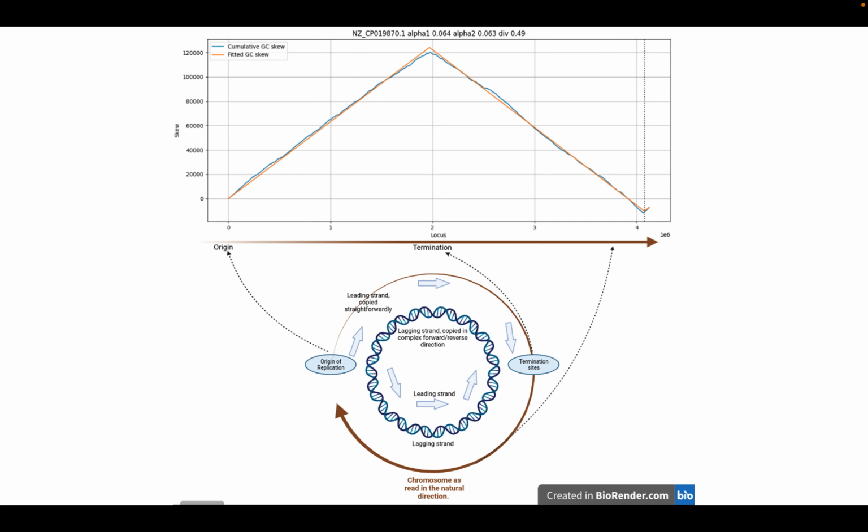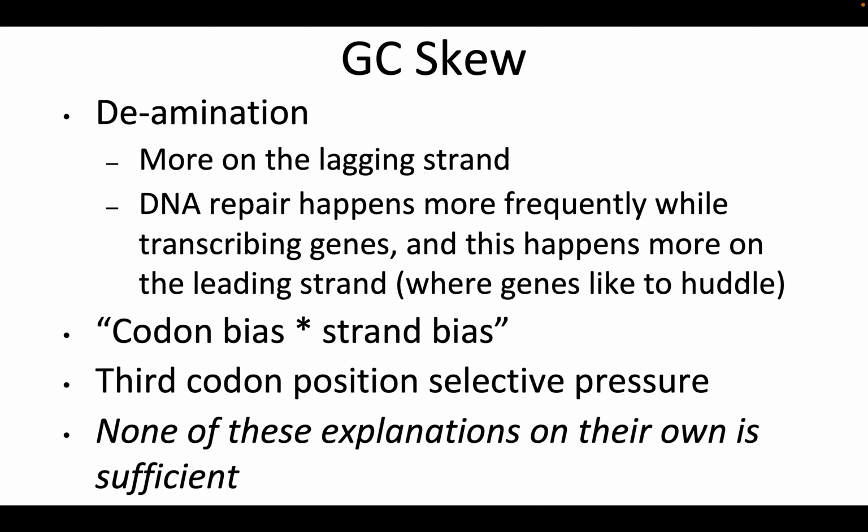So why does this happen? And the spoiler is we don't really know. So I'll just tell you that already. There is deamination. Once we have one half of the chromosome that just hangs in the wind a bit on the lagging strand, there are more chances for deamination going on there. So it might be that you have C's turning into U's, turning into T's, and that could be.